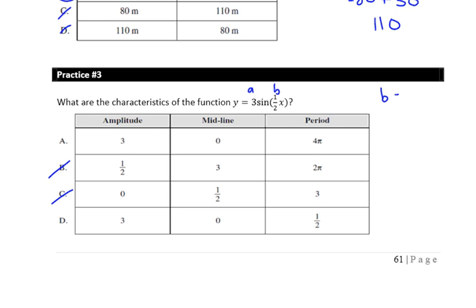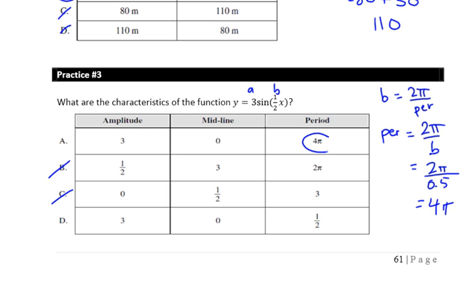If B is equal to 2 pi over my period, then what's period equal to? 2 pi over B. And 2 pi divided by 0.5, or a half, is 4 pi. 2 over a half is 4. So this is the formula you need to know: period equals 2 pi over B. B is the number in front of X. The 1/2, yeah.